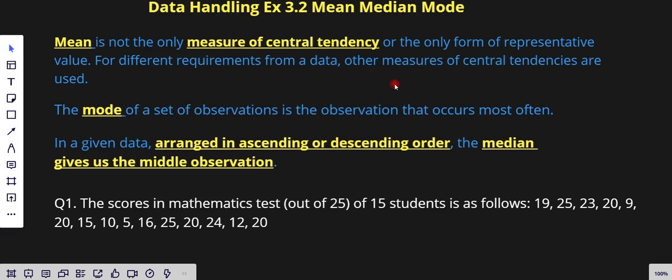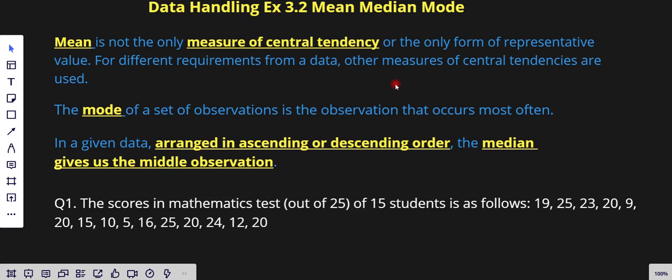Now, the mode. What is mode? Mode is the value in the set of observations that occurs most often. I mean the value which is repeating very frequently in the observations. I'll explain it with the help of an example.